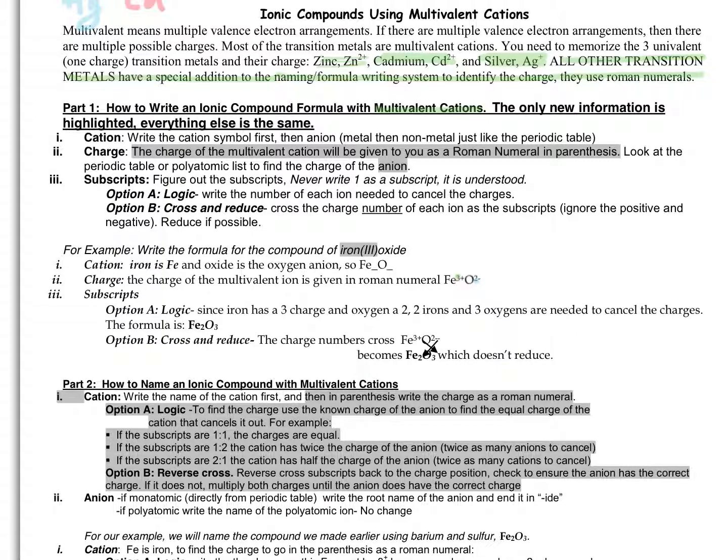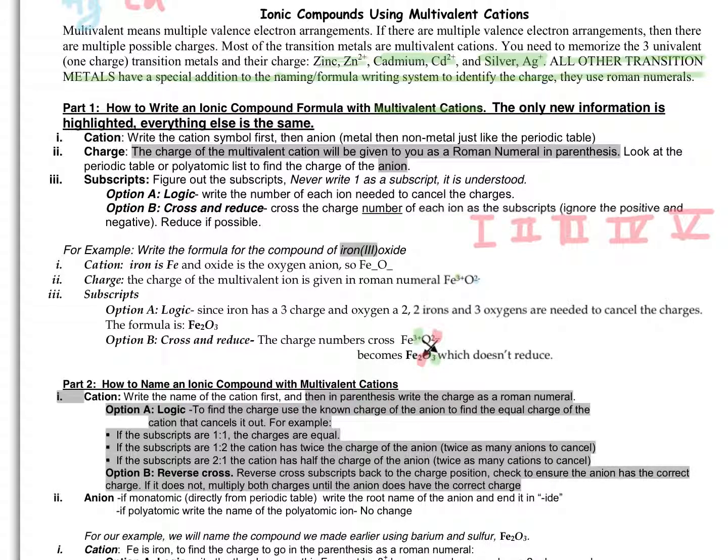My 3 from iron crosses to the bottom of oxygen. My 2 from oxygen crosses to the bottom of iron. So I get Fe2O3. This doesn't reduce. So the only thing that's new here is you weren't able to look at the periodic table to find the charge. You just looked at the Roman numeral. Which, by the way, just really quickly in case we struggle with Roman numerals, this is 1, 2, 3. IV is 4. And V is 5. The one I mostly see people missing is the IV.